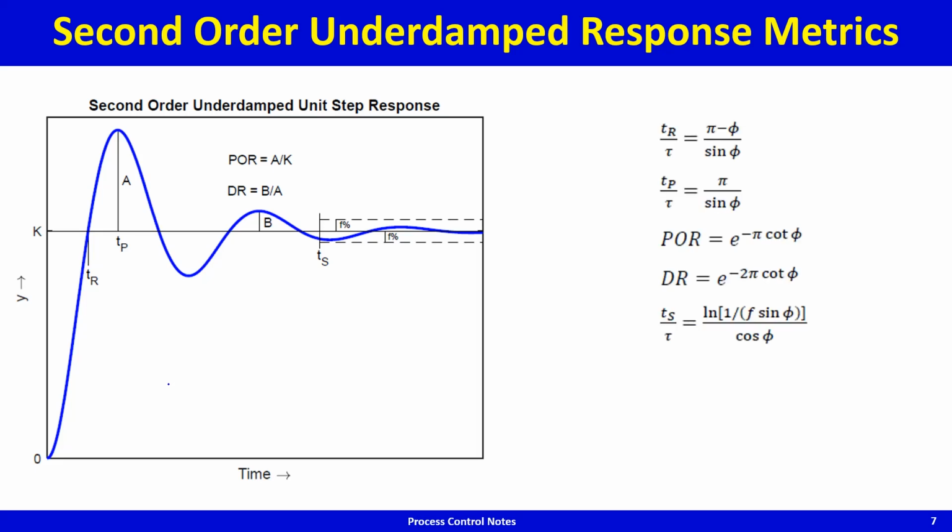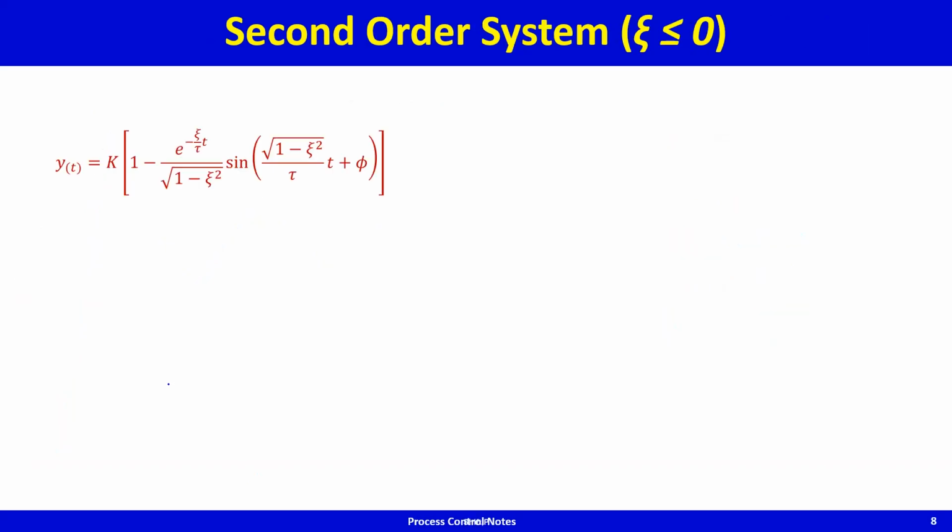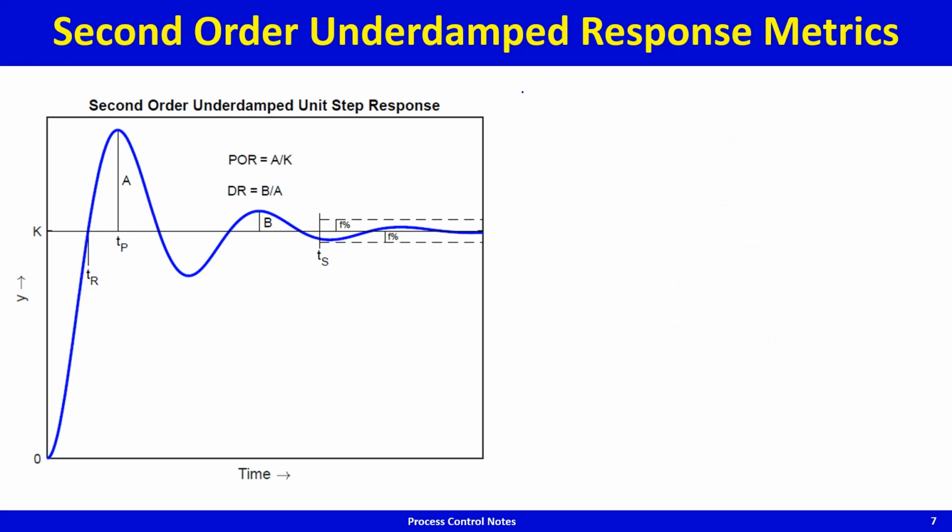I have given you these expressions, and I think this is one of the assignments also, to derive these things. Maybe I should derive it now for your benefit. So y of t is k times 1 minus e to the power minus chi by tau times t divided by square root 1 minus chi square, times sine of square root 1 minus chi square by tau times t plus phi.